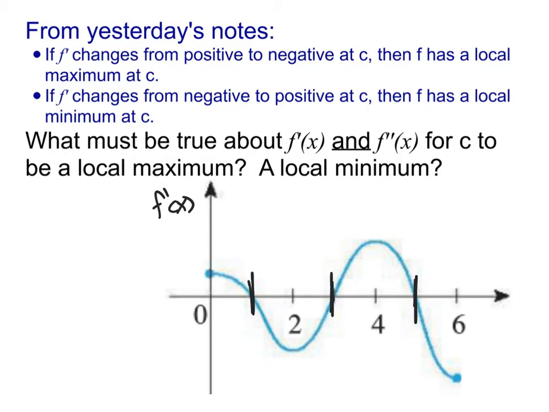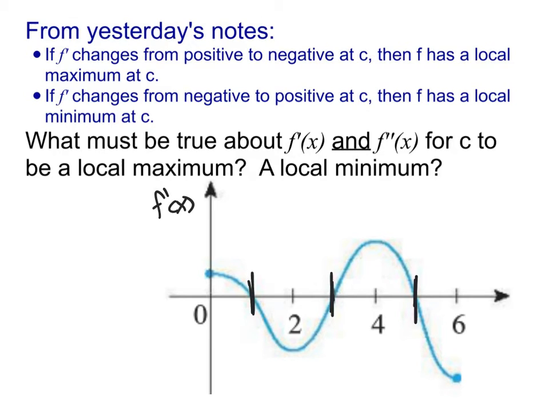But what is true about the second derivative for it to be a local, let's focus on the local maximum first. What's true about the second derivative in order for us to know that it is a local maximum? Well, this graph here is already the derivative, right? So the second derivative would be the slope of this graph. What is true about the slope at all of our local maximums?